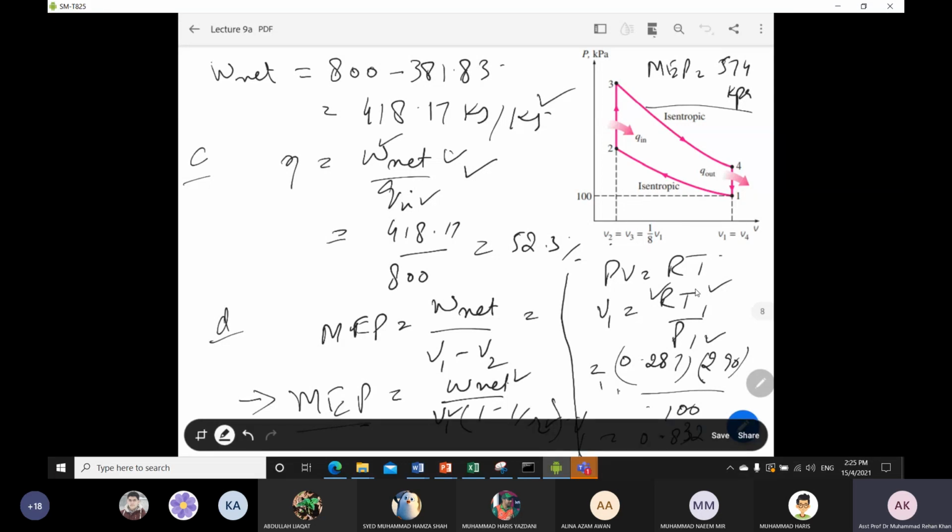Okay, so this is the procedure which we have to adopt for variable specific heat. So if you have any question, you can also ask me. If there will be no question, then we will take 5 minutes of break and then we will look for another question.